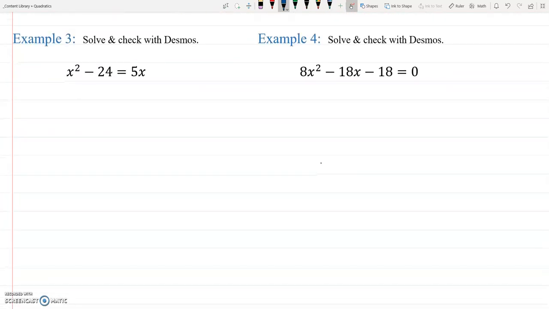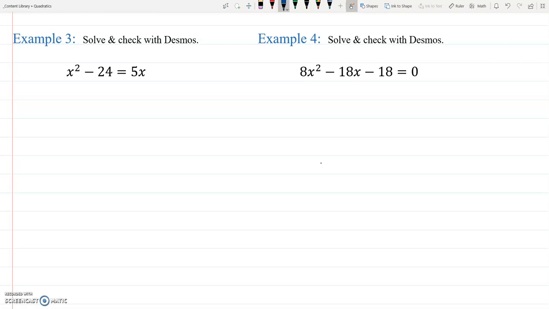All right, example 3. And I can move it back up if you need to copy stuff as soon as we're done. Example 3. Clearly not in factored form, right? So we're not able to just set them equal to 0. Clearly not in factored form, so we can't just set them equal to 0 yet.